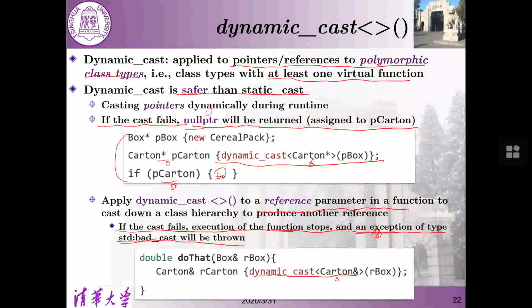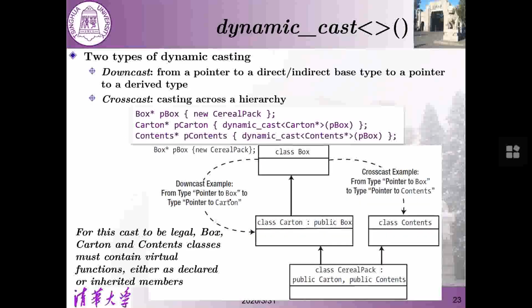So dynamic casting on reference may not be so good compared with pointers, right? Because for pointer we can check if it is 0 or null pointer, we just avoid it, right? We do not do something. That's fine. The program will not stop or crash, right?